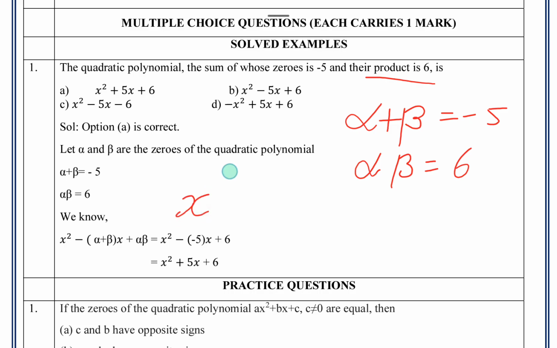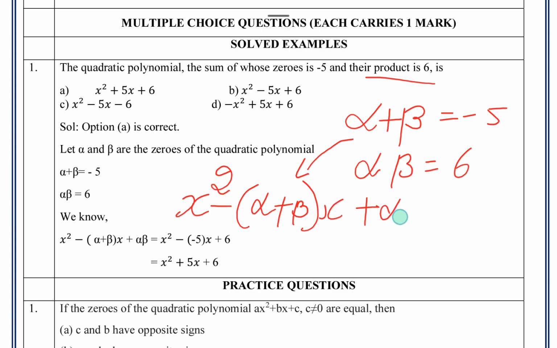x square minus of alpha plus beta multiplied by x plus alpha into beta, this one we have to write here, equals 0. That is the equation we have to write here.